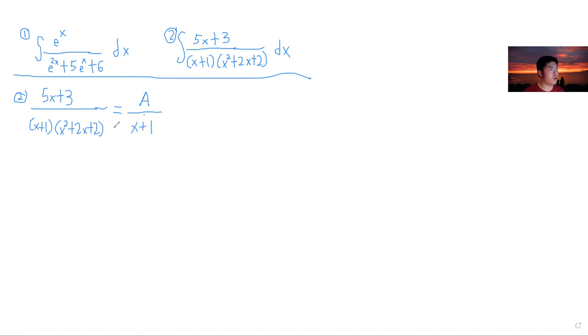And as you may have recalled from your previous math experience, there's no way you can simplify or factor out x squared plus 2x plus 2. But then do you just write b over x squared plus 2x plus 2? No, you don't. This is what you do instead. You do bx plus c over x squared plus 2x plus 2.